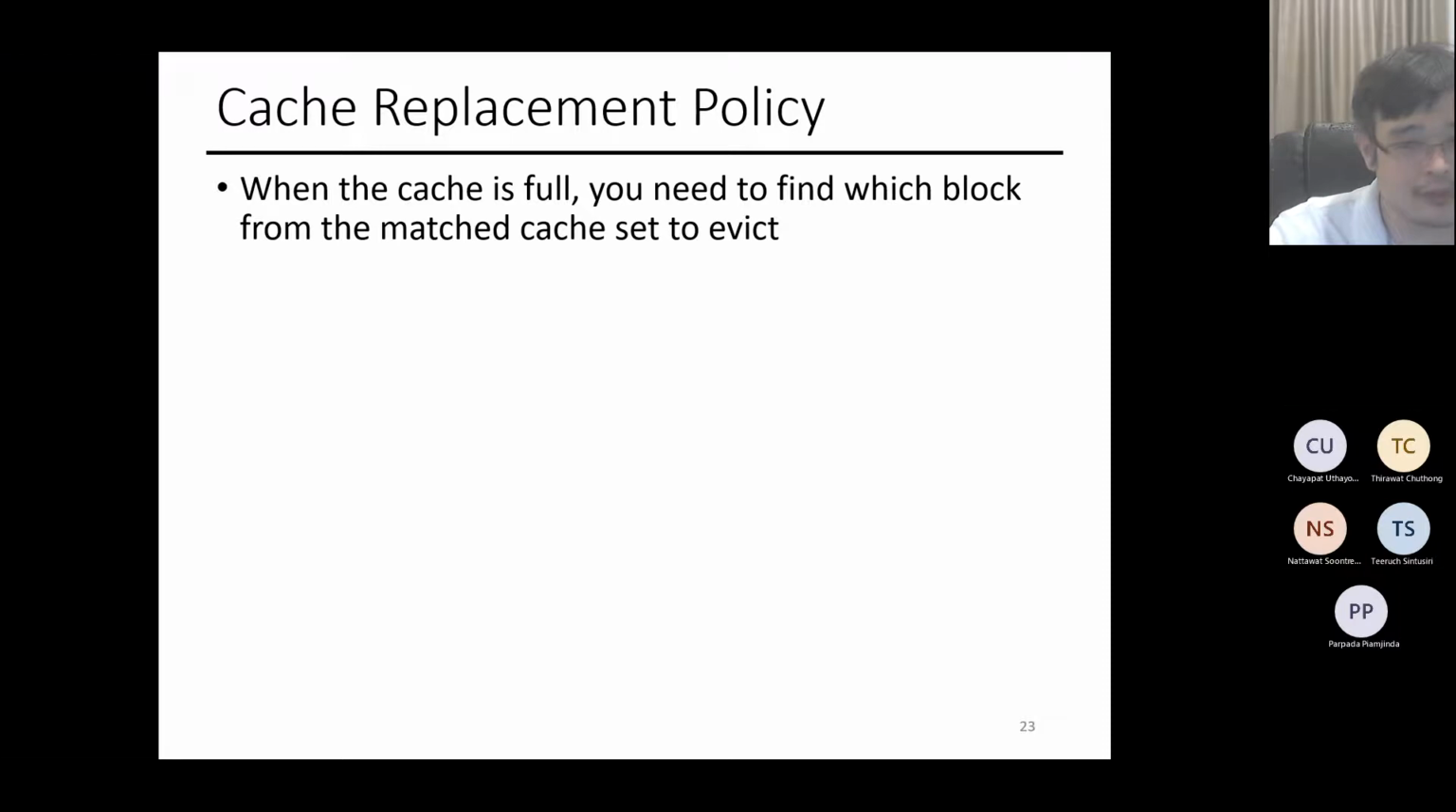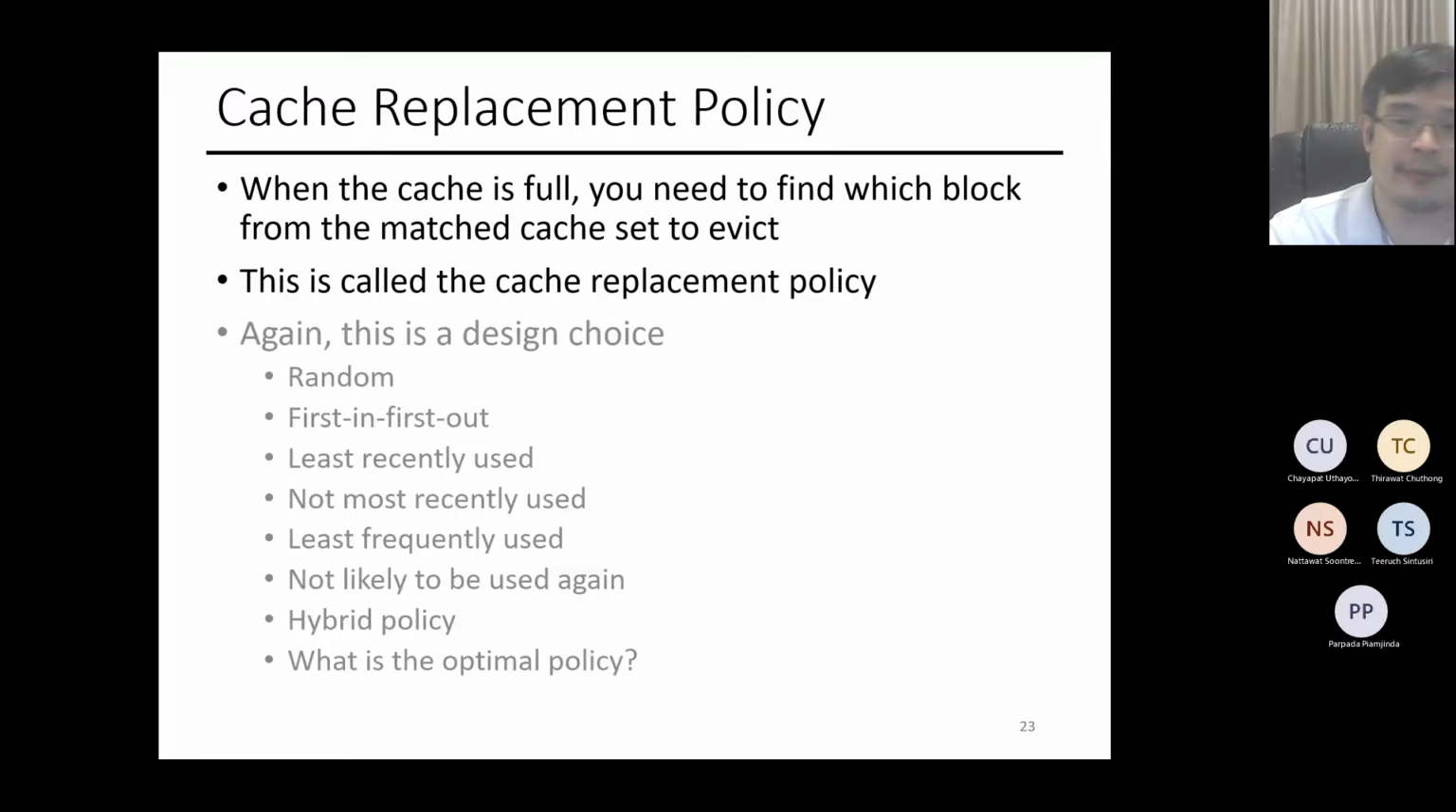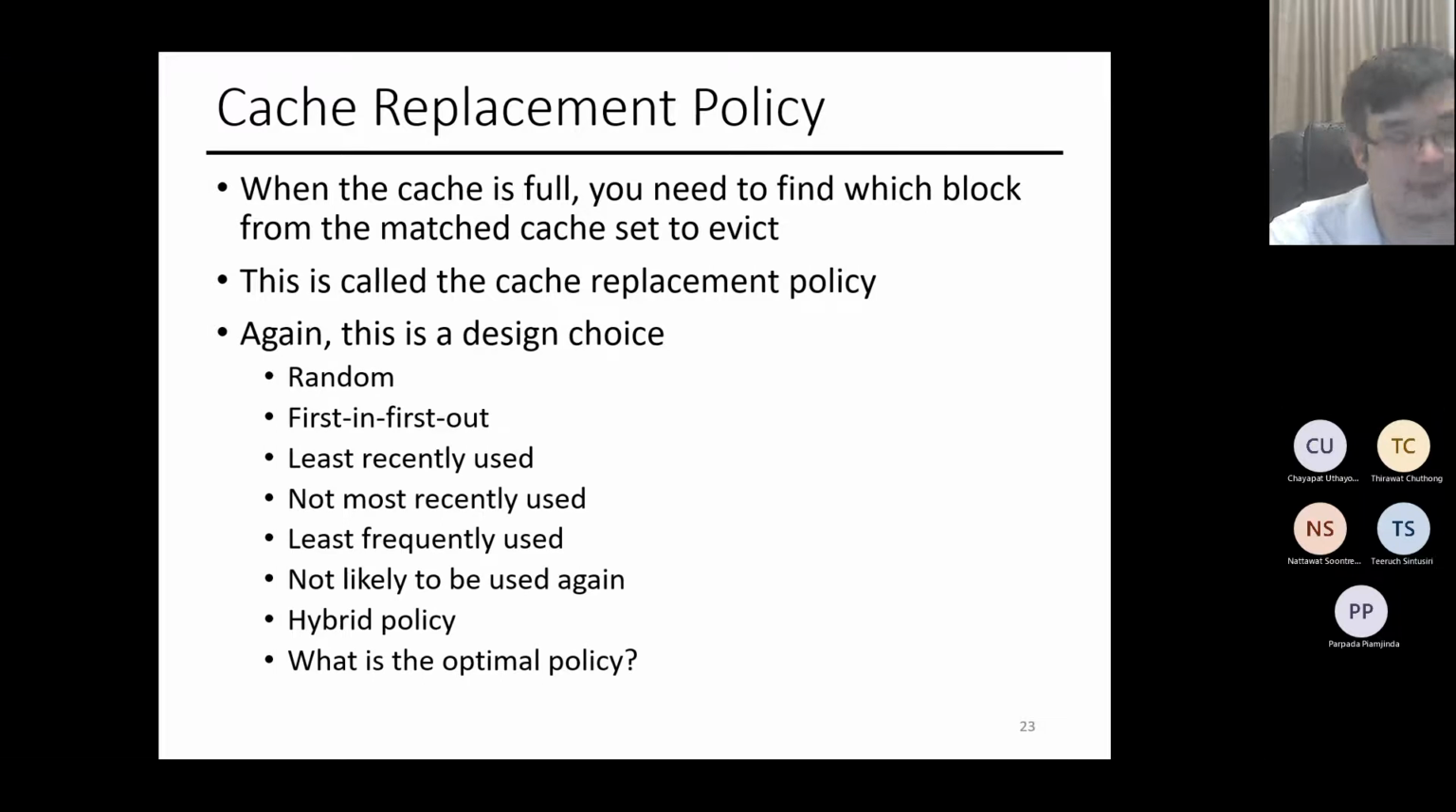When the cache is full, you need to find which block to evict. This is called the cache replacement policy. And again, this is a design choice because we are doing a hardware design. We can choose what we want to do. A dumb decision can be to randomly kick a cache block out. You can do first in, first out. You can do something more common, which is least recently used. We can try to minimize the hardware overhead of least recently used. It is one of the common policies, a good baseline for the cache.